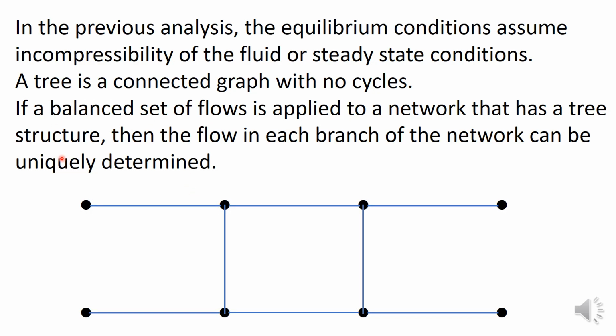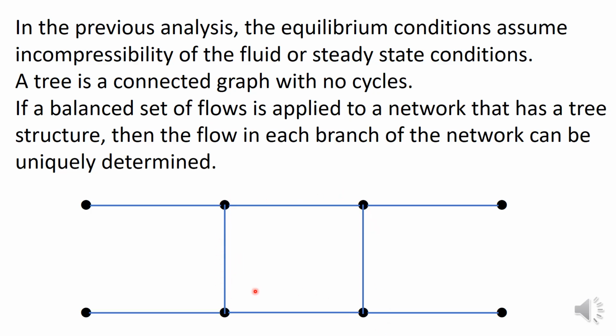In example 1, the type of network was what is called a tree. A tree is a connected graph with no cycles. You'll see on the previous slide, on the previous example, there were no cycles in the network. We will show what a cycle is down below here.